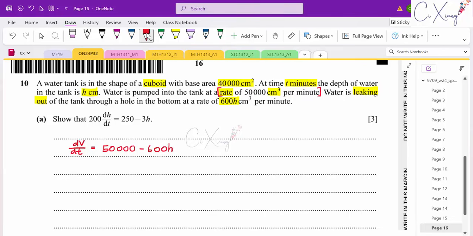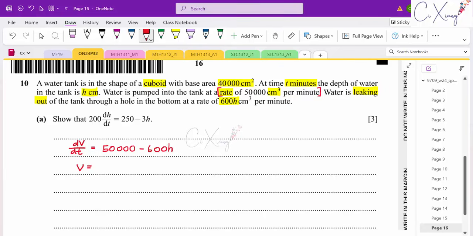Alright, okay, so first question, part A, show that 200 dh over dt equals this one. Okay, if I have a look at the question, they're asking for dh over dt in the differential equation, but we have only dV over dt here. Okay, so what we need to do is that we have to use the chain rule to connect dh/dt and also dV/dt.